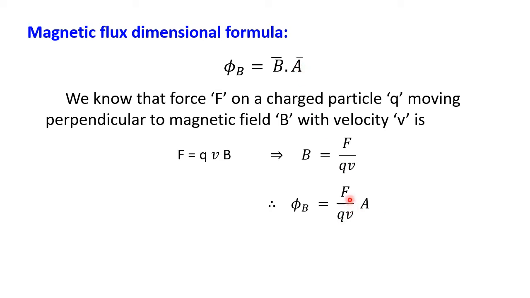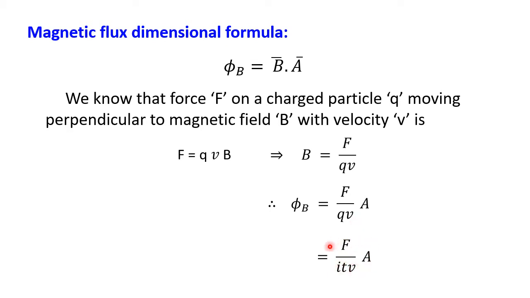Now further, the dimensional formula of force we know from class 11, used many times: MLT power minus 2. Area means length into breadth, so L into L, L square. And the dimensional formula of Q is not directly available, so again we have to convert. Current is nothing but the rate of flow of charge, or simply Q by T. So current equals charge by time, so charge equals current into time.